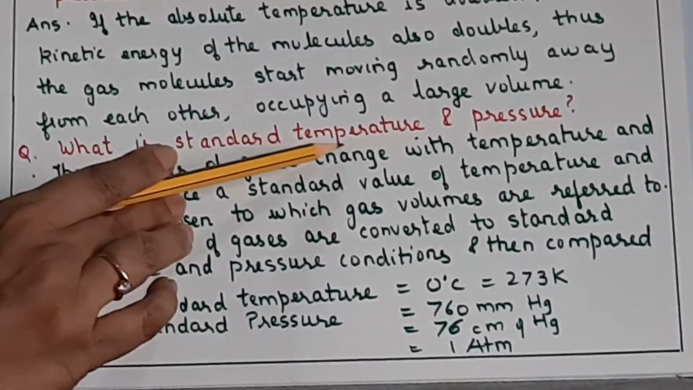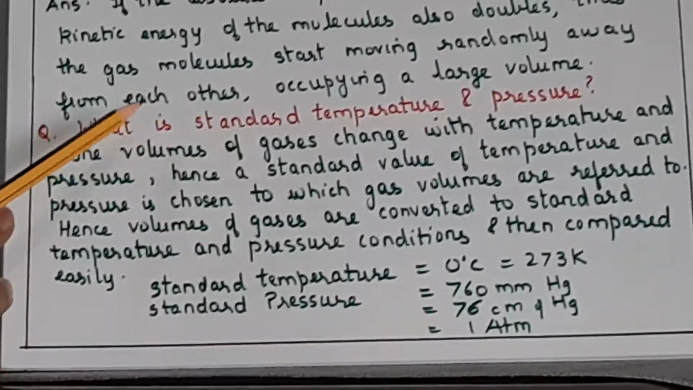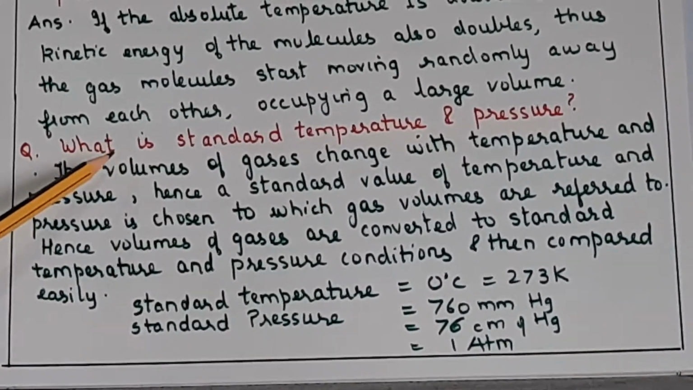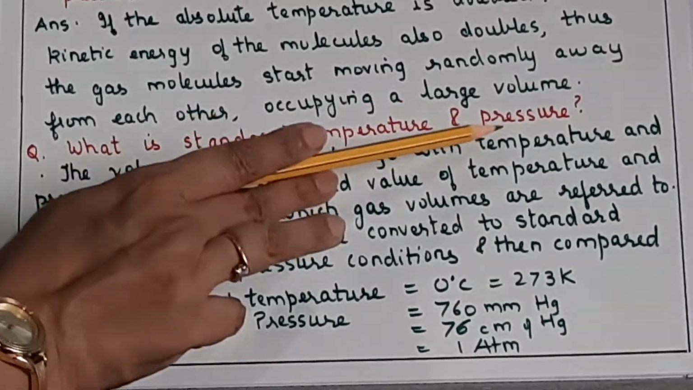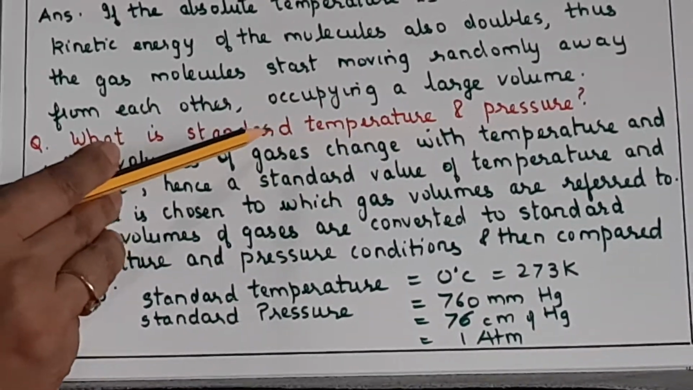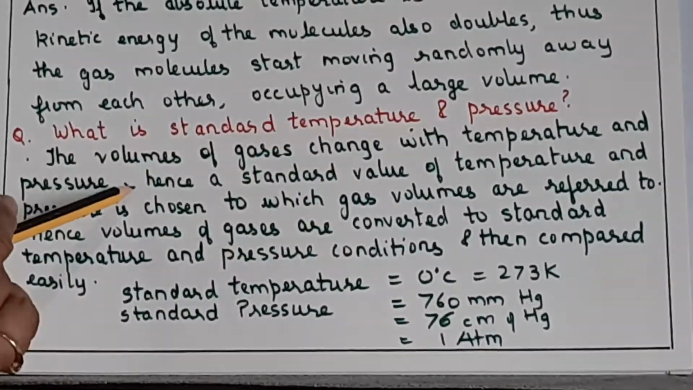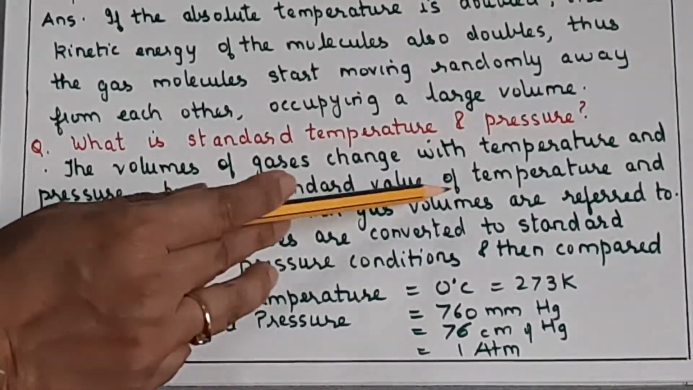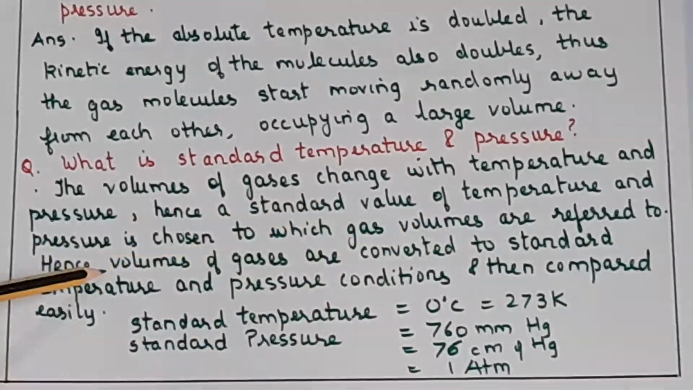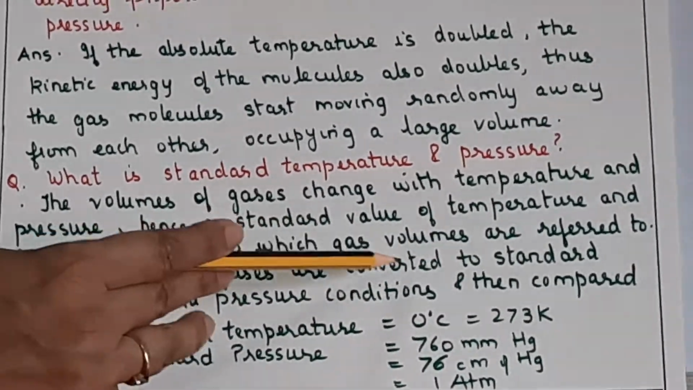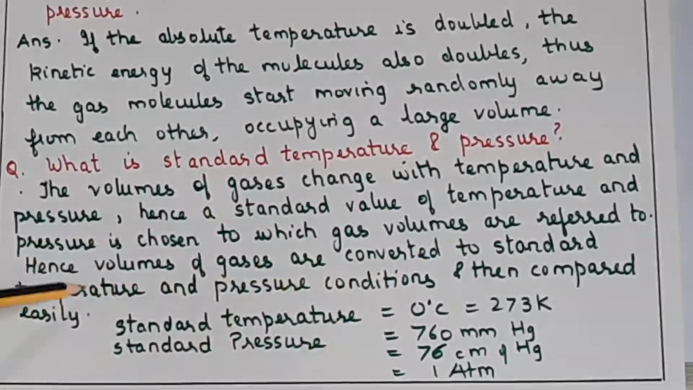And this last question, what is standard temperature and pressure? Now these values you should remember, because many times you have to use the value of standard temperature and pressure in numericals. They will not give you the values. So what is that, STP or NTP, it is called? STP or NTP. N stands for normal temperature and pressure. So the volumes of the gases change with temperature and pressure. Hence a standard value of temperature and pressure is chosen to which the gas volumes are referred. So the volumes of the gases are generally converted to the standard temperature and pressure conditions and then compared easily.